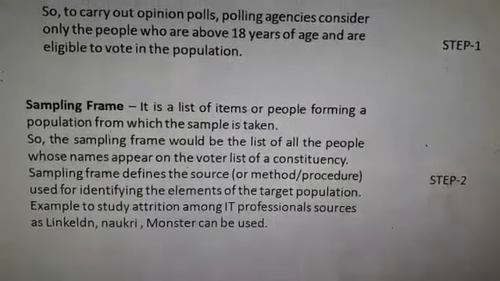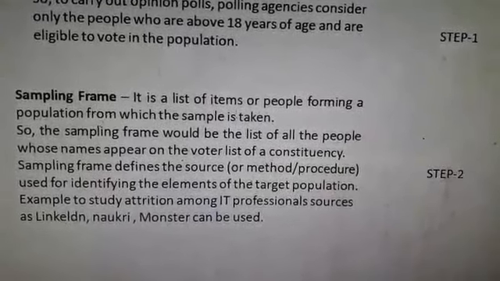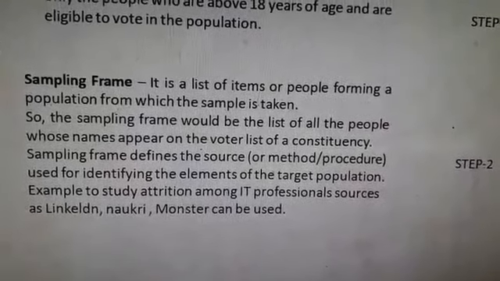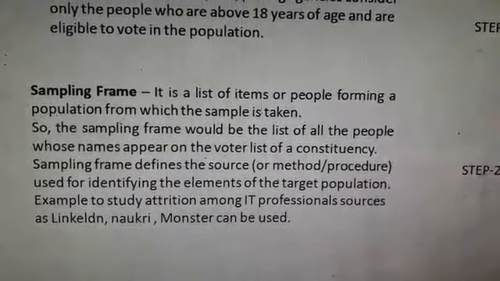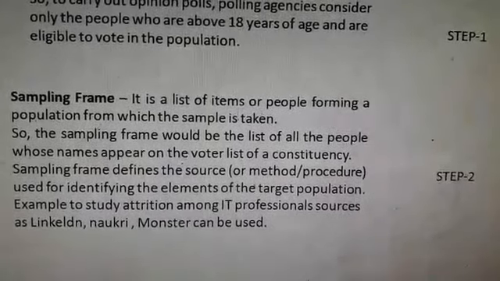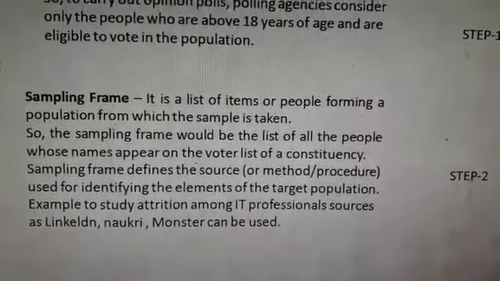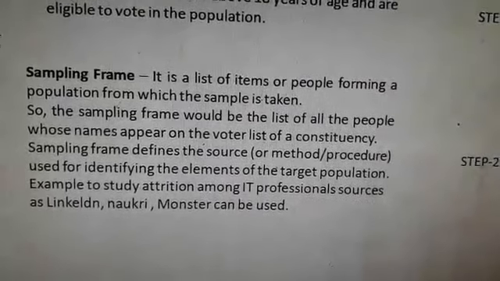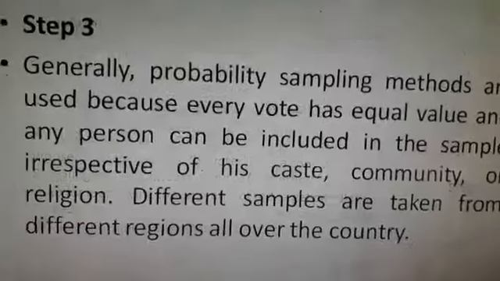Second is the sampling frame. It is a list of items or people forming a population from which the sample is taken. So here the sampling frame would be the list of all those people whose names appear on the voter list of a constituency. The sampling frame defines a source used for identifying the elements of the target population. For example, to study attrition among IT professionals, sources like LinkedIn, Naukri, and Monster can be used.